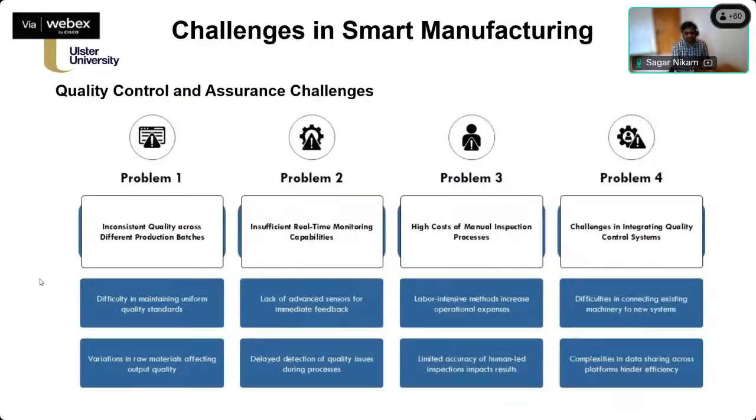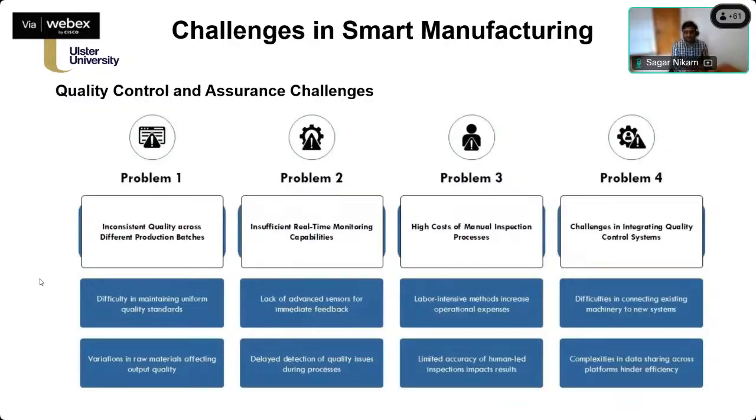Problem two is insufficient real-time monitoring capabilities. Real-time monitoring means we need sensors, some advanced sensors. It's not possible that every sensor can be used for everything. You need different sensors for different aspects, so we need that many advanced sensors to capture the data. Insufficient real-time monitoring could lead to delayed detection of quality issues and problems in the quality of a particular product. The third is the high cost of the manual inspection process.